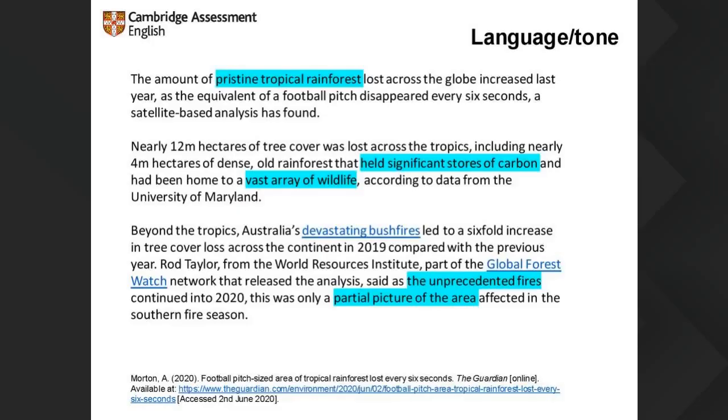So this would be accessible by a B2 plus student, I imagine, receptively speaking. Writing, it would be a high level. Receptively, I'd say this is strong B2. The unprecedented fires, a partial picture of there. So again, language-wise, quite academic. Quite academic language being used here.